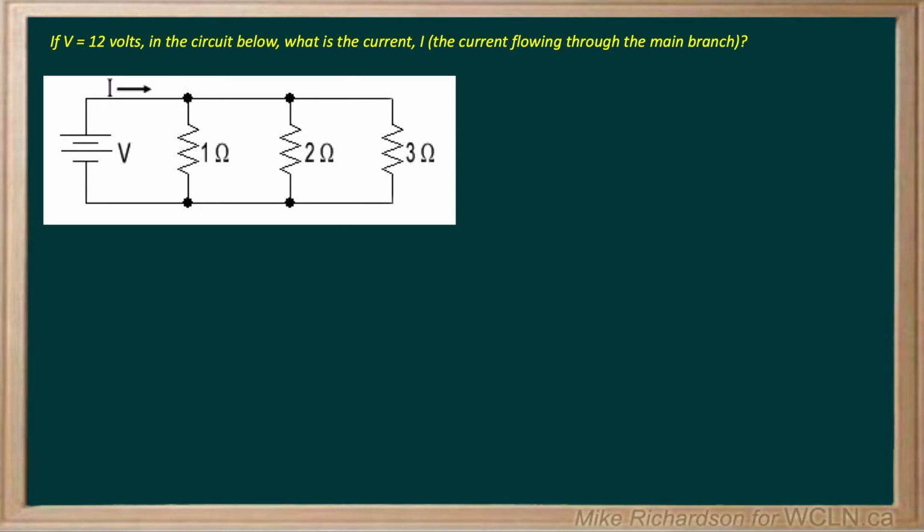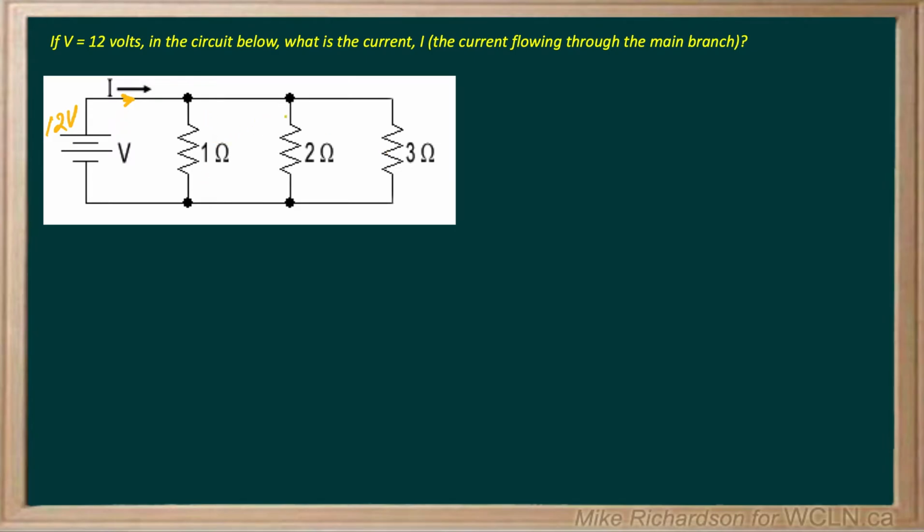Here we've got a 12-volt circuit. So there's a battery at the end. We can consider that to be 12 volts. That current flowing out of the battery is called I. That will be our total current because it hasn't split up yet by the time it reaches these parallel legs.